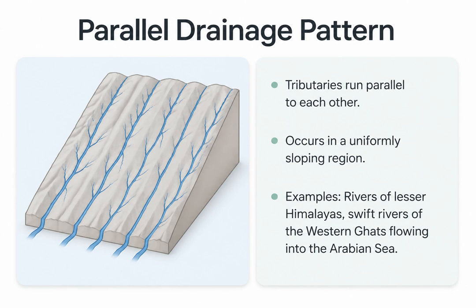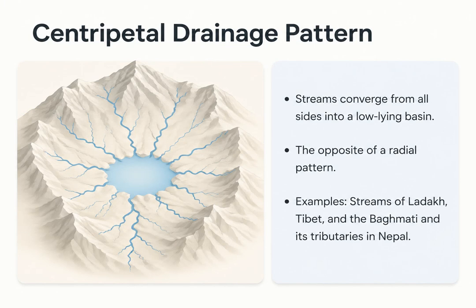Because the slope is so steep and consistent, the streams don't have a chance to branch out much. Instead, they run swiftly downhill, parallel to one another. You can observe this with the small, fast-flowing rivers that originate in the Western Ghats and drop sharply into the Arabian Sea. The exact opposite of the radial pattern is the centripetal drainage pattern.